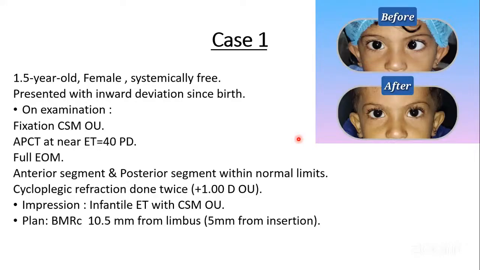Even strabismologists are not memorizing the tables, but you need to know roughly. For MR recession, usually 1 millimeter will correct around 3 prism diopters. For lateral rectus, usually 1 millimeter of recession or resection will correct around 2 prism diopters. For vertical, whether superior or inferior rectus, recession or resection, 1 millimeter will correct around 3 prism diopters. So that's all that you need to know. But for specific numbers, I don't think so.